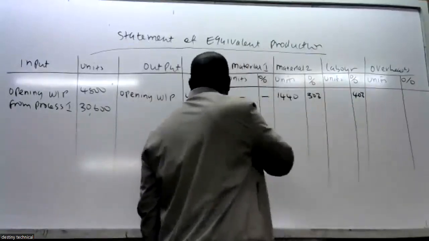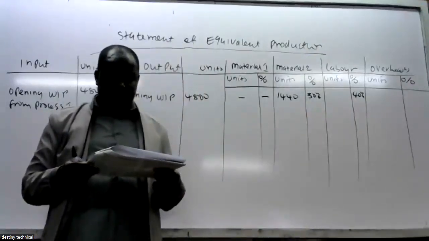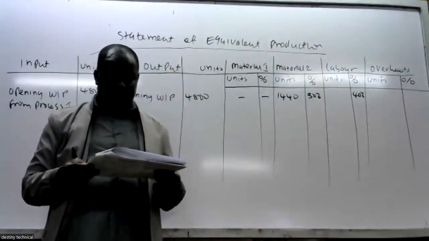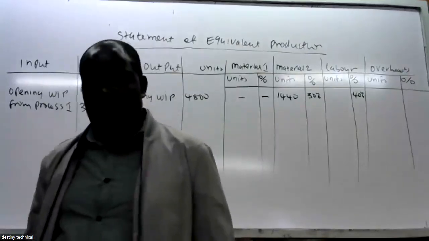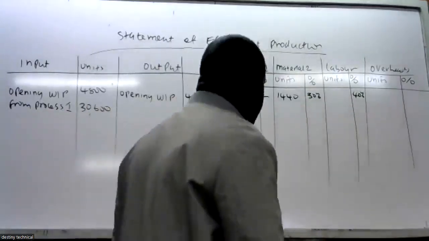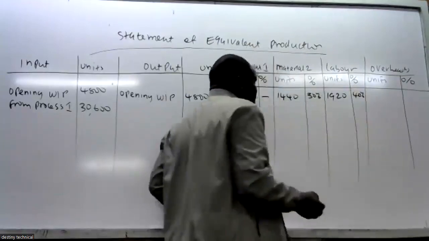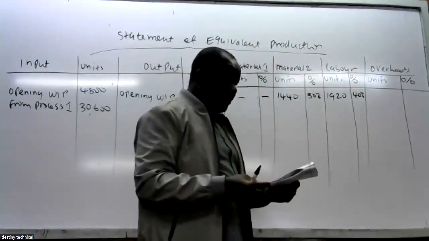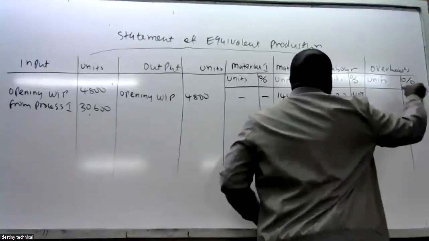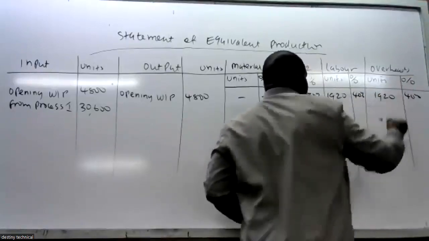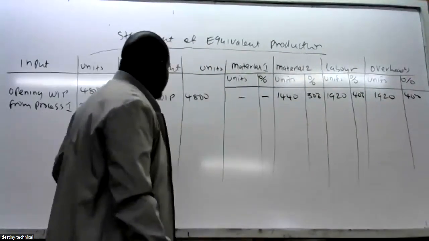So get 40% of 4,800. What is 40% of 4,800? So that is 1920. This one will be 1920. Remember overheads, it was also 60%. So the remaining is 40%. So 40% of that is also 1920. So that is now in relation to opening work in progress.